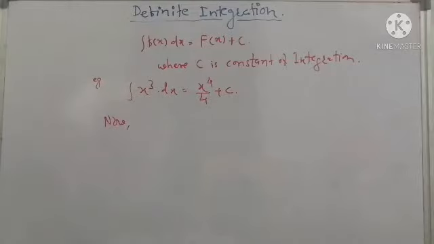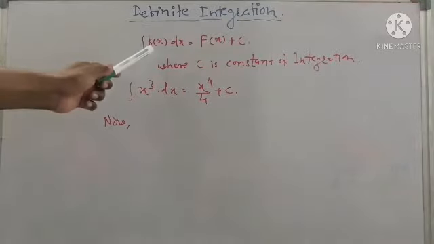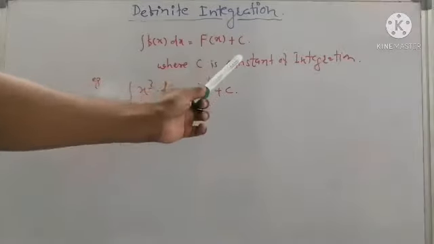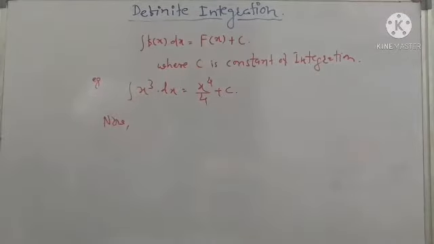Definite integration. As we know, integration has two types. The first type we have learned is indefinite integration, in which if f of x is a function of x, then its integration is capital F of x plus c, where c is called the constant of integration. Such integration is indefinite integration as it contains a constant of integration.